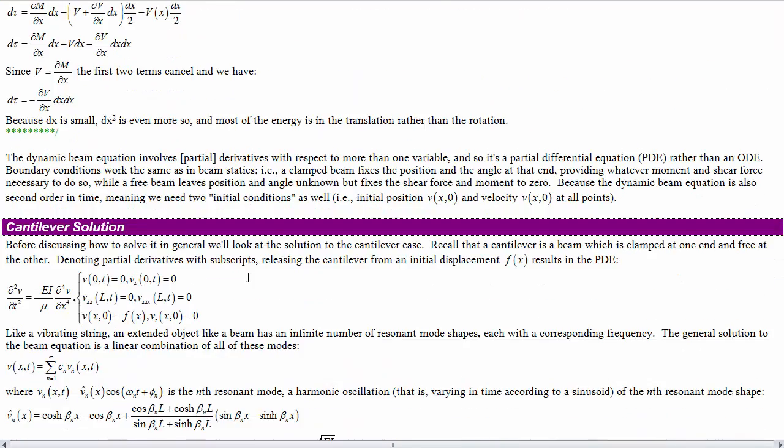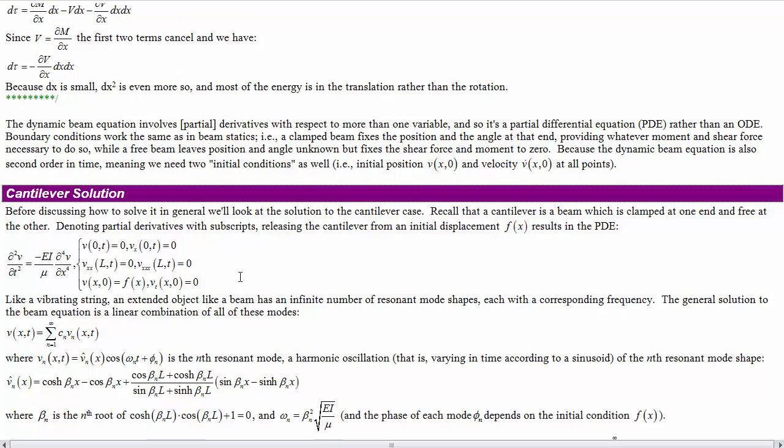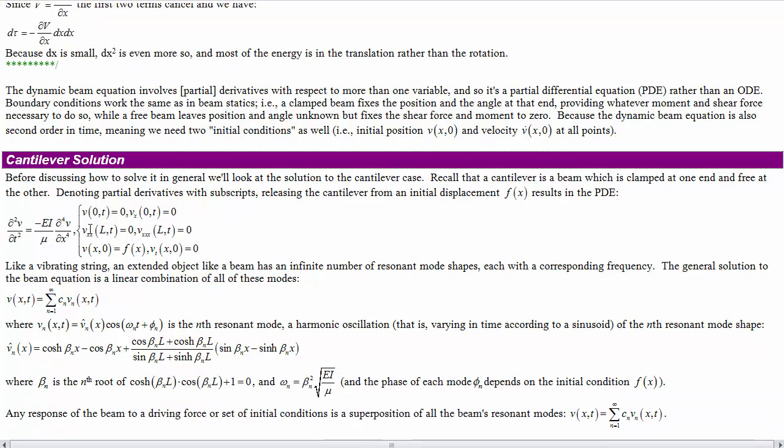Okay, before we get into the details of solving this for some specific cases, let's just look at a solution. And the solution we're going to look at is the cantilever. So for the cantilever, we know we've got no displacement at the left end, so v at x equals 0 and all time is 0, and no angle at the left end, so v sub x, meaning the partial derivative of v with respect to x, at 0 and all time is 0.